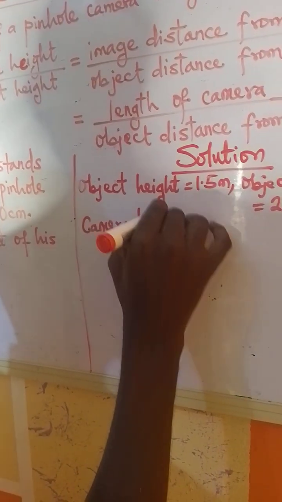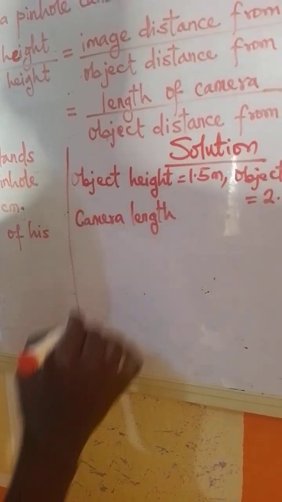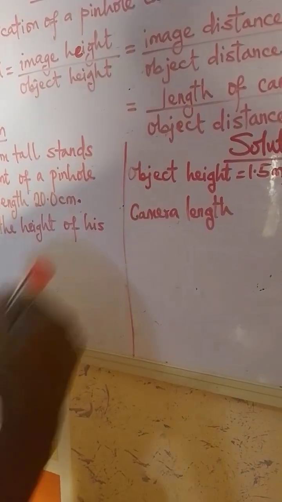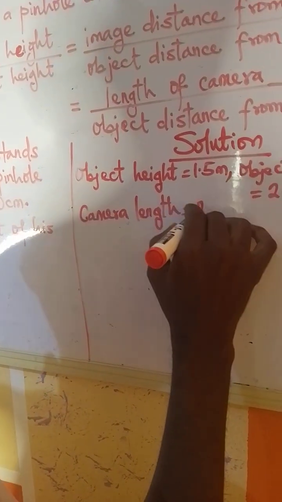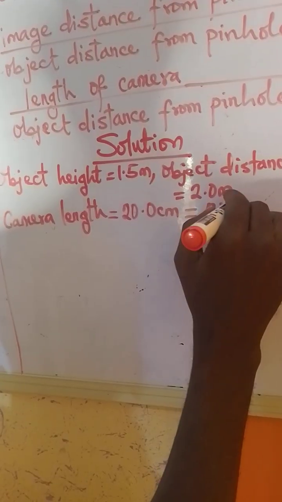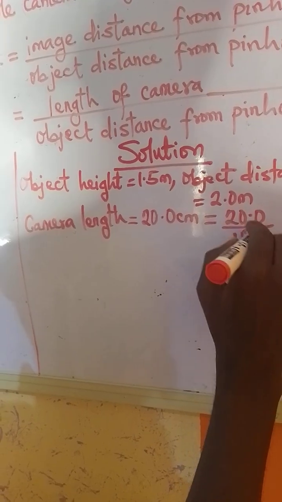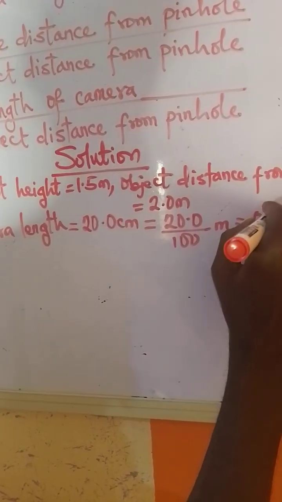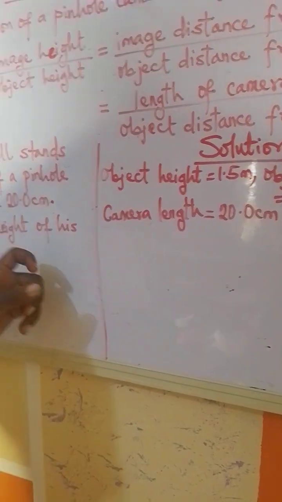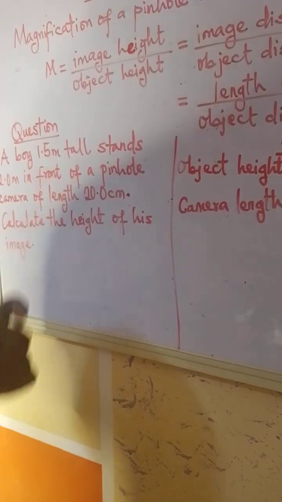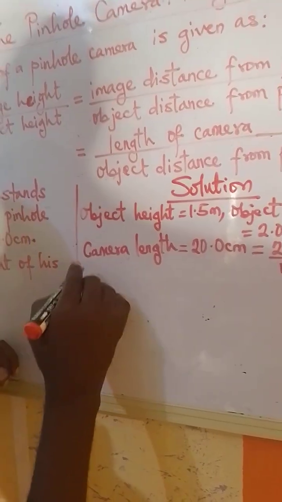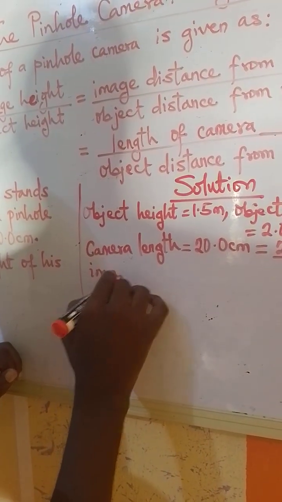If you look at it very well, you will discover that the object height and the object distance, which is the boy, the units are given in meters, but the camera length is in centimeters. So when you convert from centimeters to meters, we divide by 100. So 20.0 over 100 meters gives us 0.2 meters, so that the units can be uniform. Then we also calculate the height of his image. So we are looking for the image height of the boy.